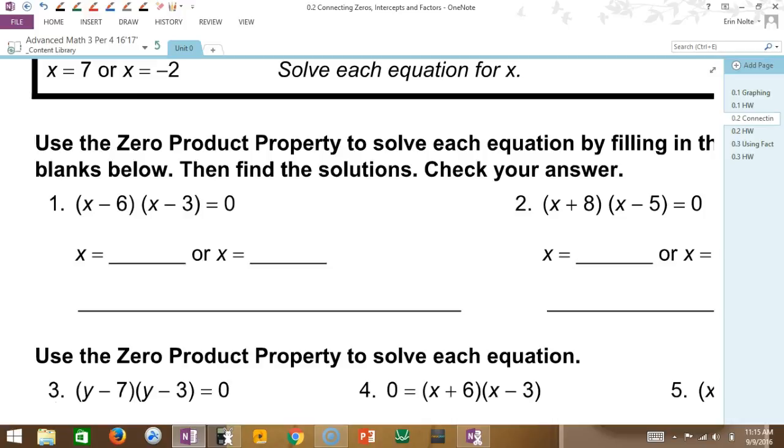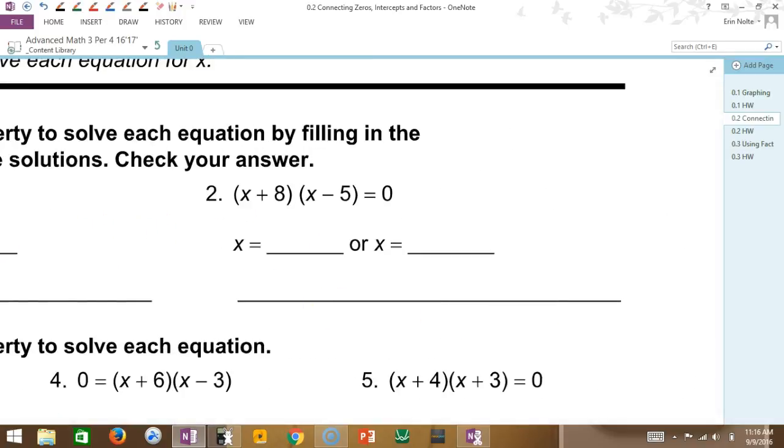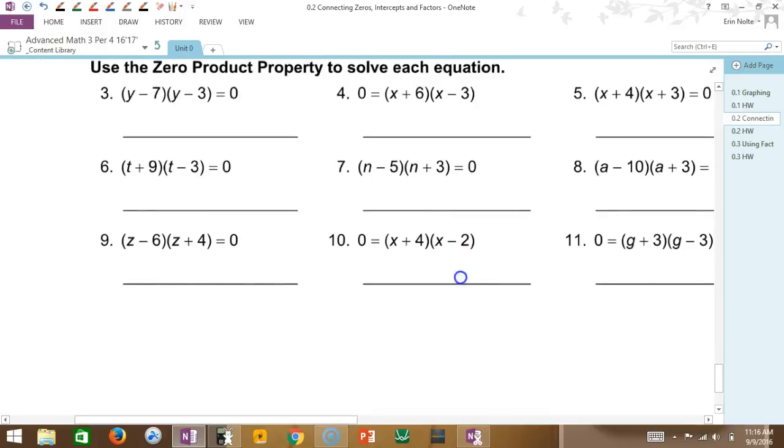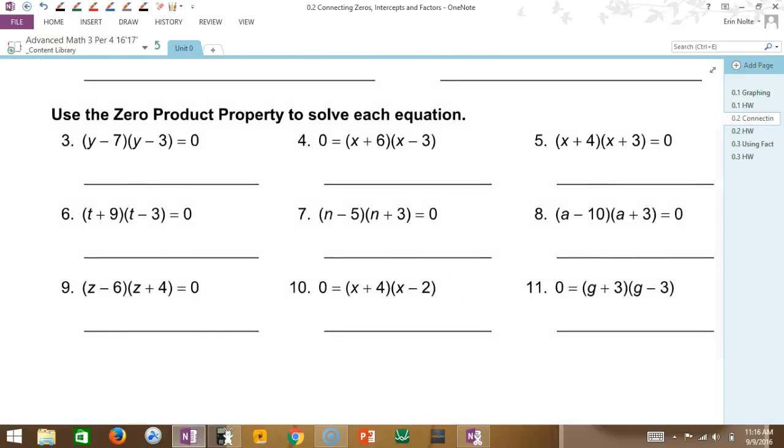And so now we're just doing less work. What are my two solutions to this equation? 6 and 3. Okay, number 2. What are the two solutions to this equation? Negative 8, positive 5. Do I need to keep going? Because I have a lot of examples. Good? Literally setting each of them equal to 0. Good? Done with me? You're sick of me?